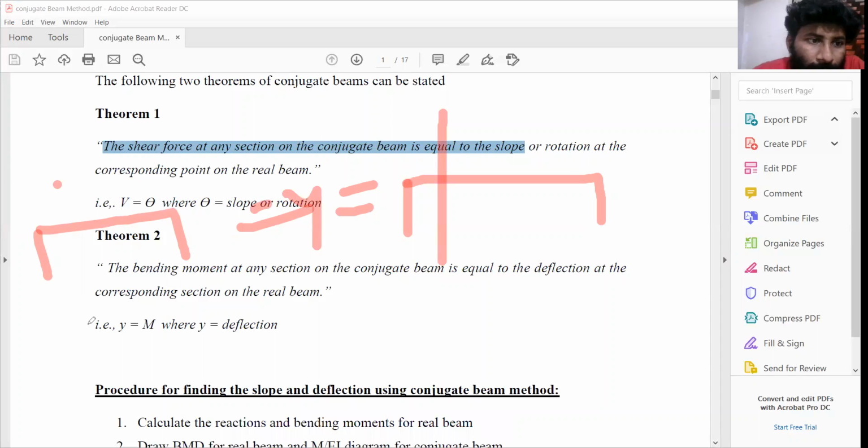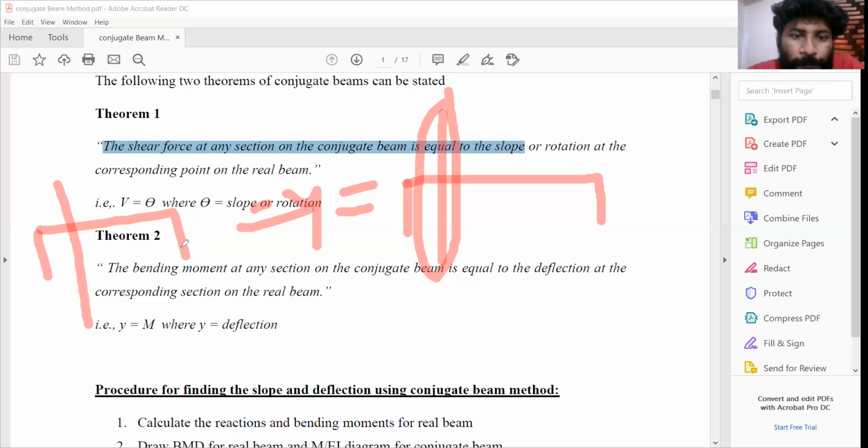Suppose from here to here is 0.5 meter, and here to here also 0.5 meter. Whatever bending moment I find at this section, you can see that the bending moment at any section on the conjugate beam, I am taking this section, but you can take any section along the beam, is equal to the deflection at the corresponding section on the real beam. So whatever the bending moment here is equal to y, the deflection at the corresponding section in the real beam. This is the real beam. This is how we can find the slopes and deflections.